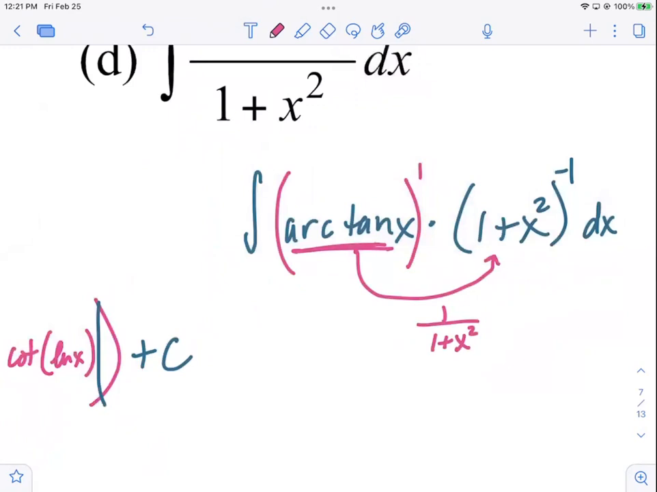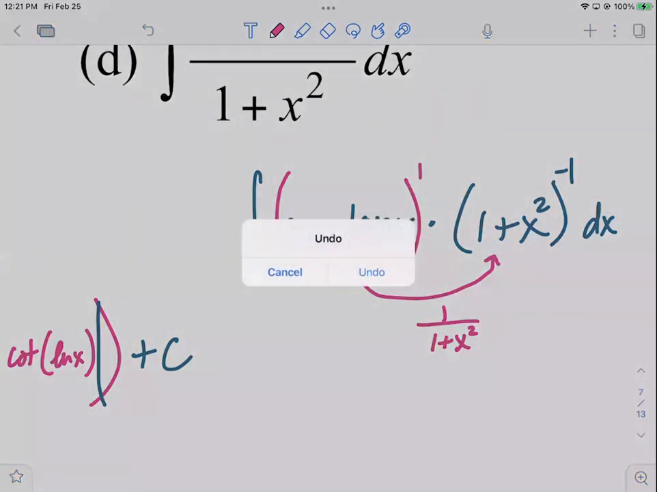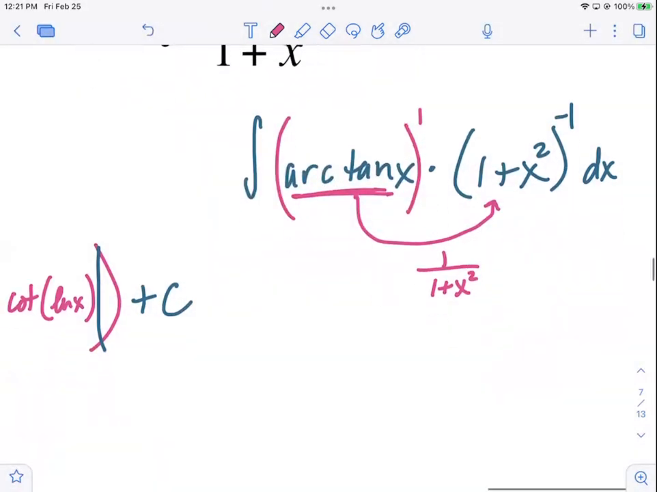1 plus x squared to the negative first gets packaged back up, and now we're on to the rule of integration. Arctangent is inside blob to the first. How do we integrate blob to the first?